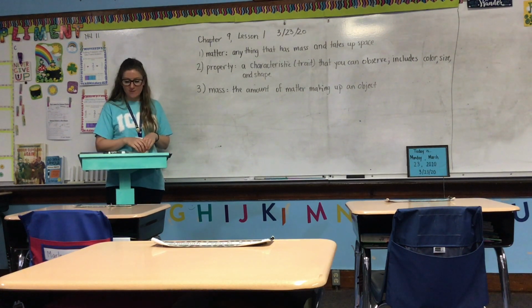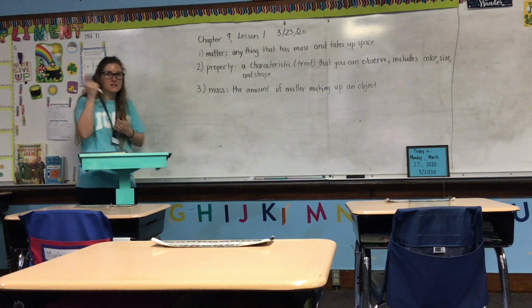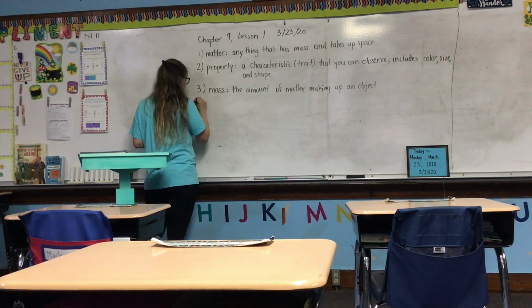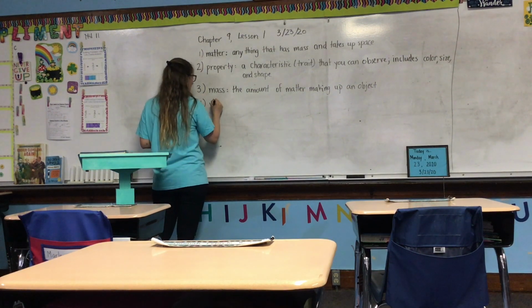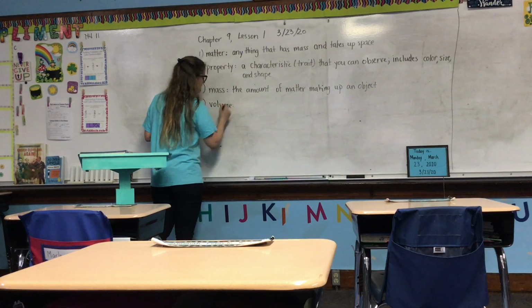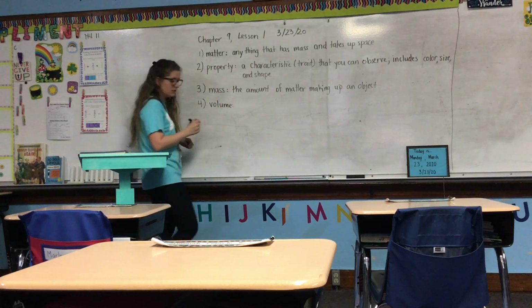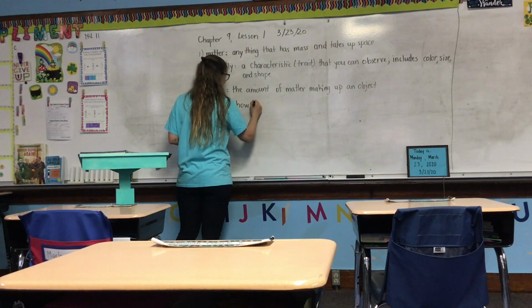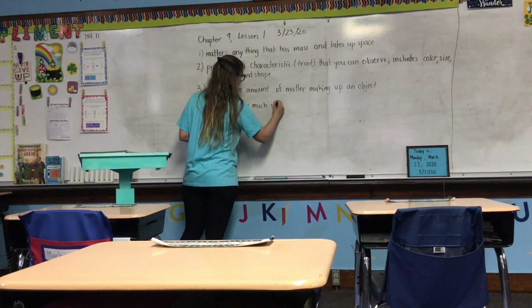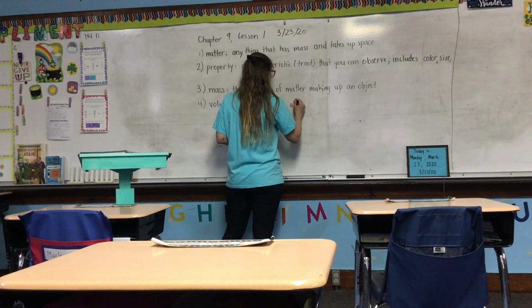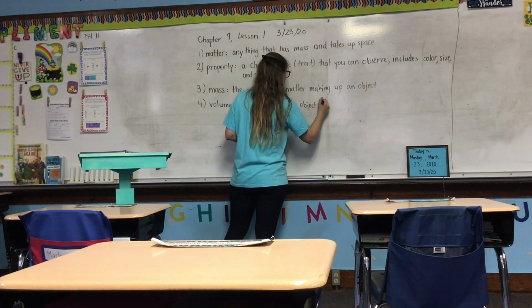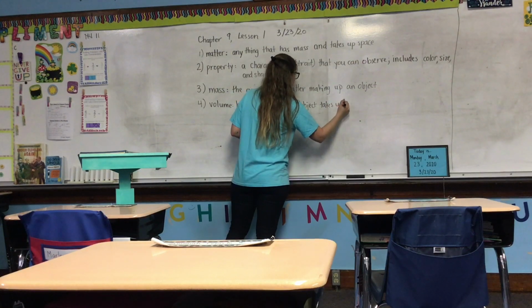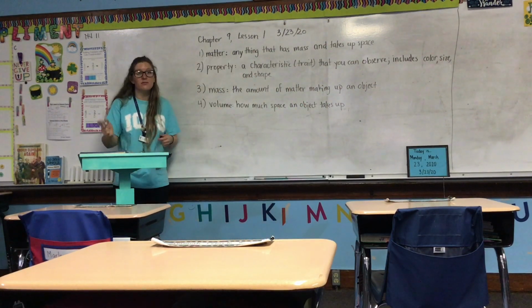Next, matter has volume. Another property of matter is volume. Volume is how much space an object takes up. We measure volume, that was our next vocabulary word. So number 4 is volume. Volume is how much space an object takes up. So it's different from mass.